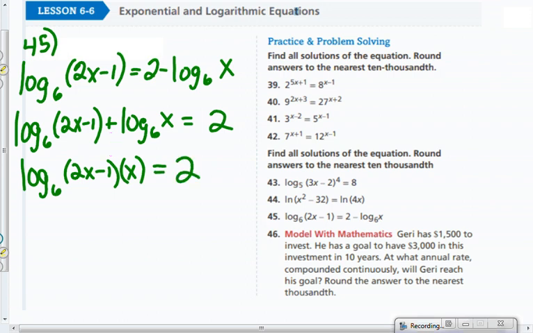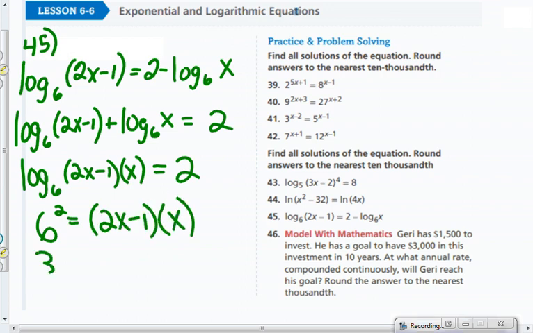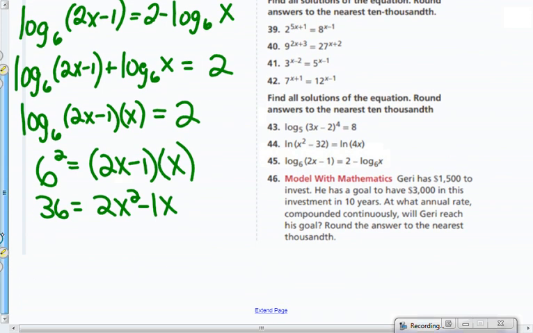So ask yourself at this time, if I rewrite this as an exponential equation, 6 to the 2 equals the stuff in the middle, could I then solve it? 6 to the 2 equals this stuff. Can I handle solving a problem like this? I think you can. It's a quadratic. You should know how to do this by now.